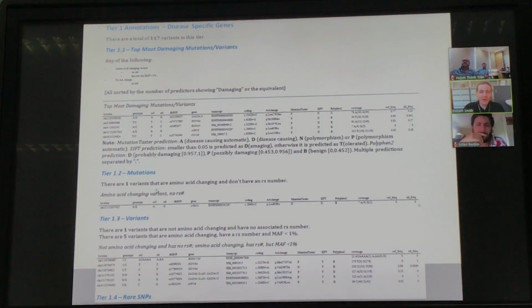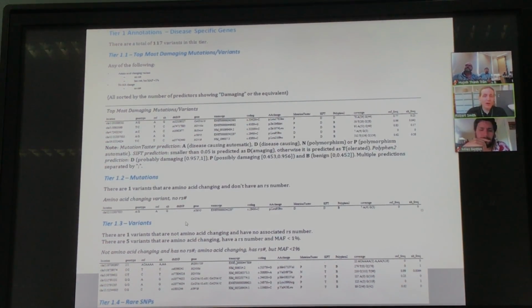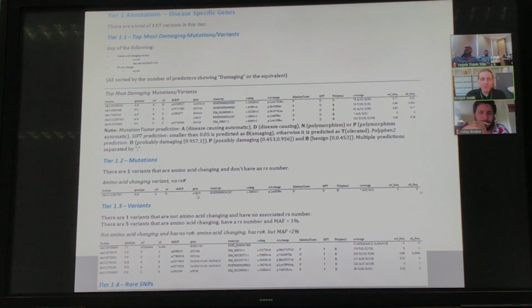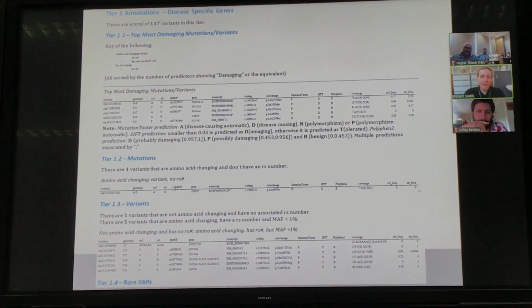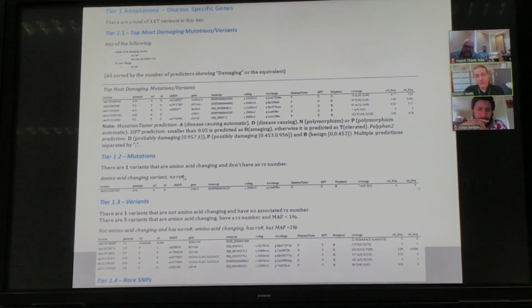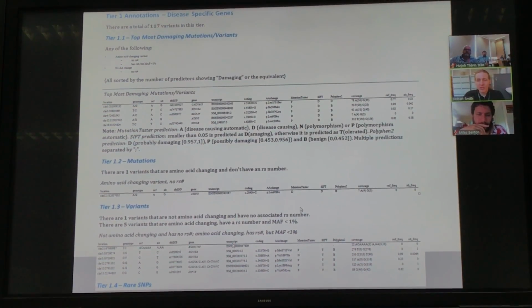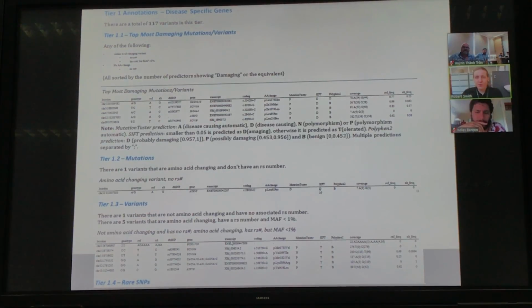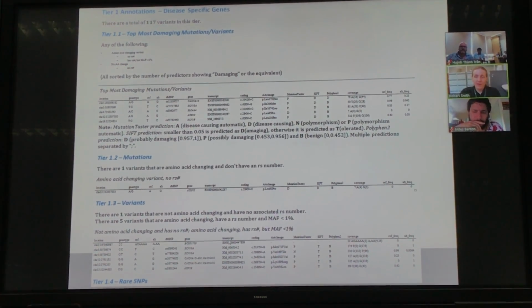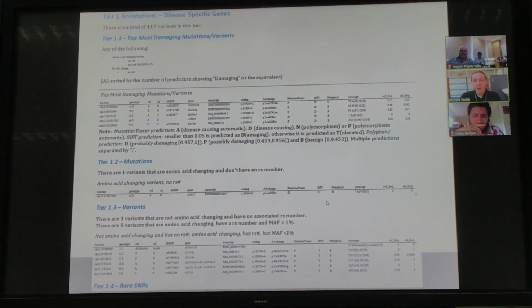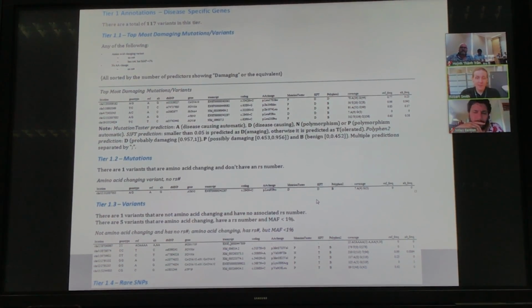And we move down the various tiers and start to see these more unusual ones. So this one, for example, was pulled out, ATXN2, which is also in this list. This one has no SNP number, as you can see here. It's amino acid changing, and we get two scores of deleterious, and we get one score of benign. So this is one that merits further investigation in this individual.